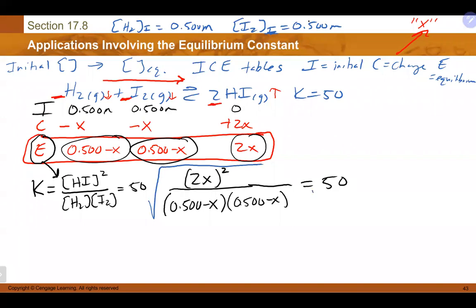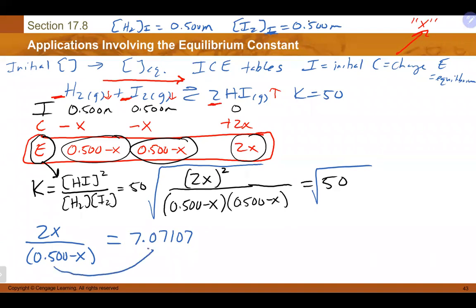I'm just going to put a big old square root on both sides there and work it that way. When I square root the left-hand side, I'm going to get a 2X up on top. I'm also going to get a 0.5 minus X on the bottom. And the part I usually forget is to actually take the square root of 50. We'll call it 7.07107.